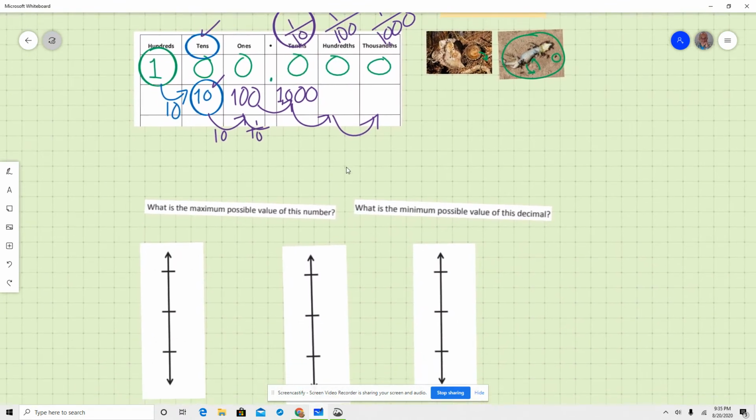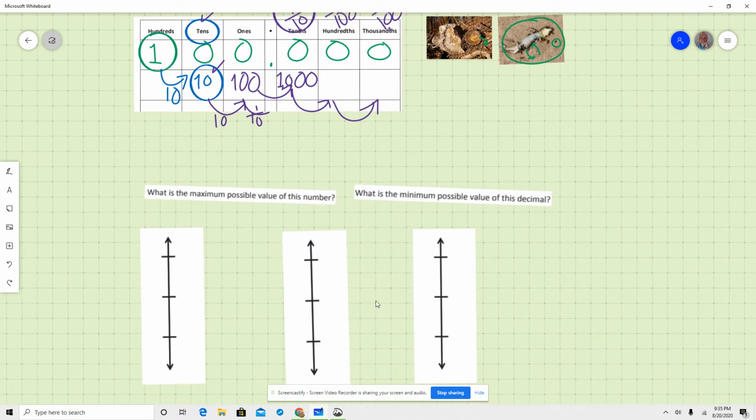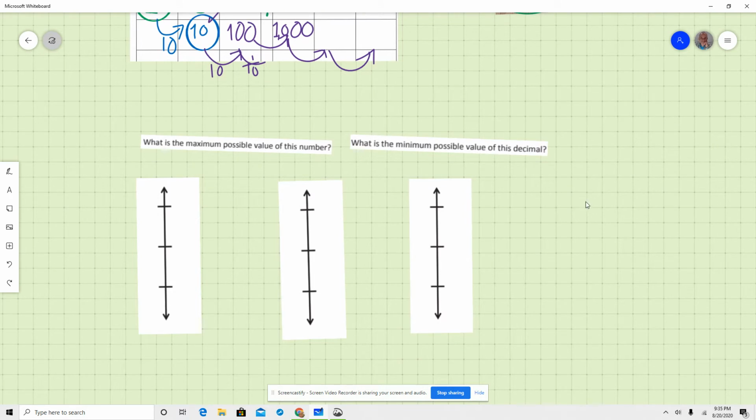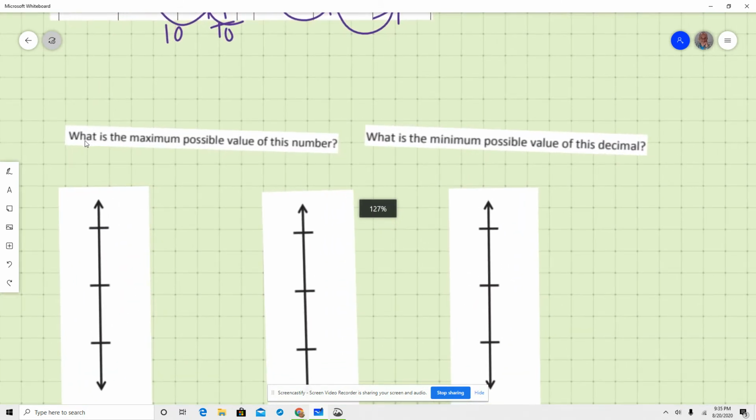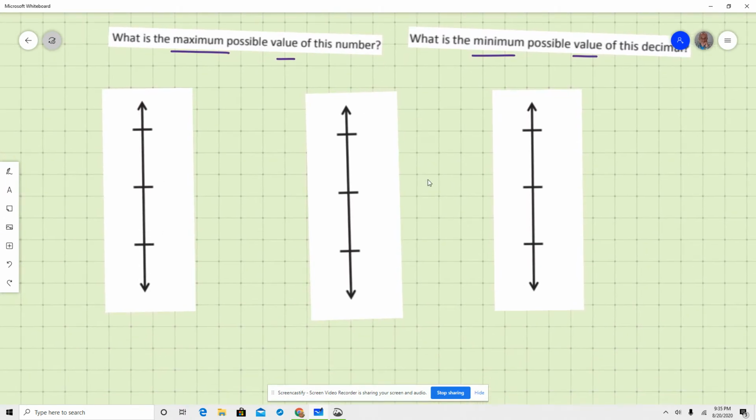Now, let's look at something important too. We're going to look at two terms that you need to know: the maximum possible value and the minimum possible value of a decimal when we round a number. Let me explain.